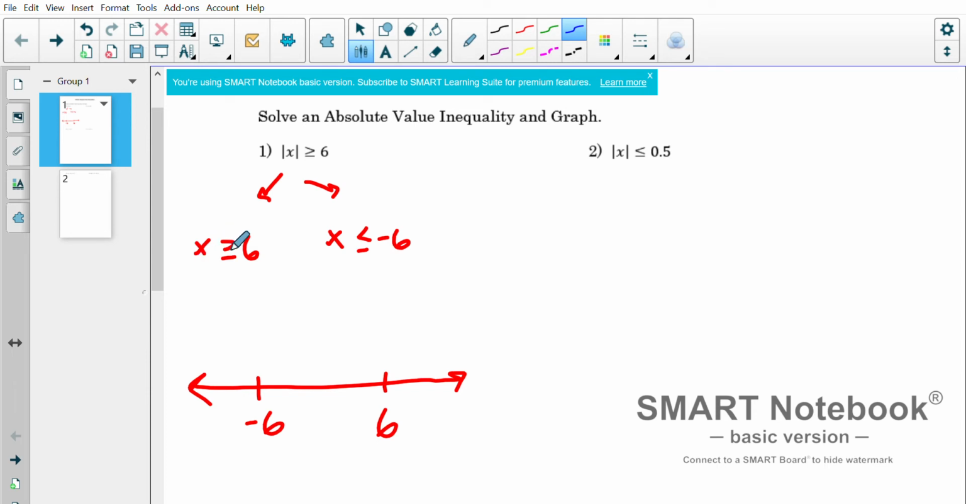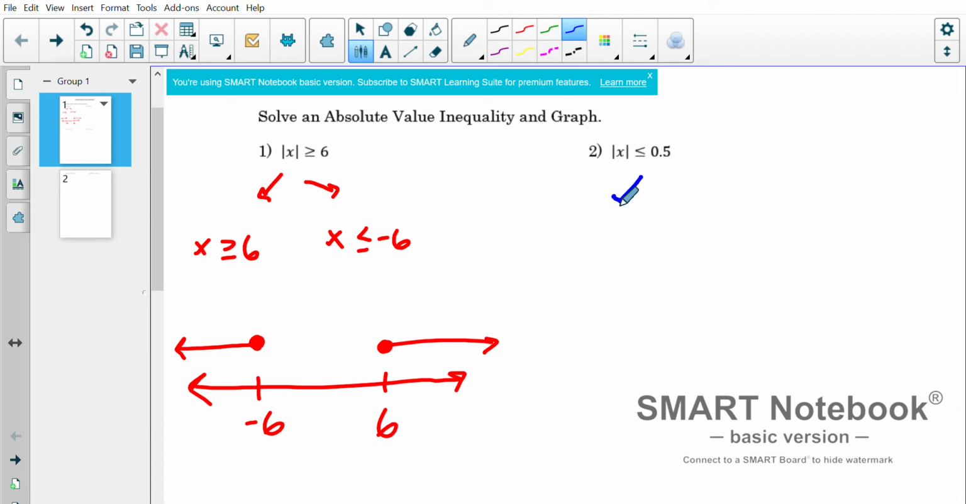So x is greater than or equal to 6. At 6, that would be a closed dot going to the right. X is less than or equal to negative 6. This would be a closed dot going to the left. Essentially the same exact thing we've been doing for the last two sections. We are just combining inequalities and absolute values now. So using the same idea, why don't you go ahead, pause the video, and try number 2.